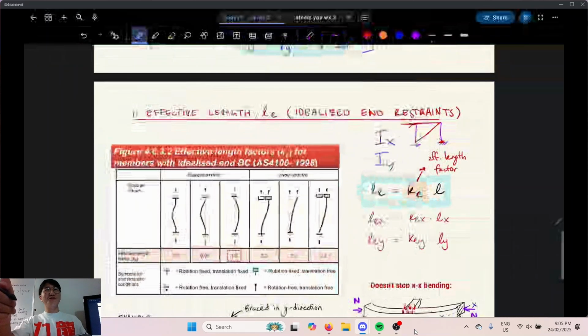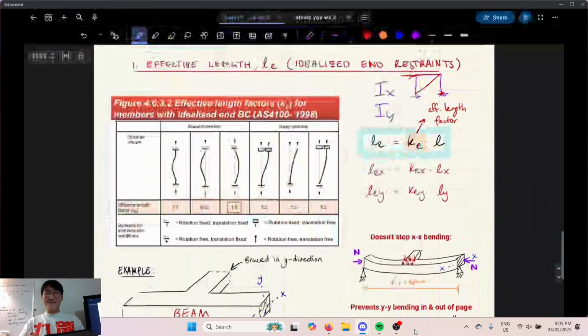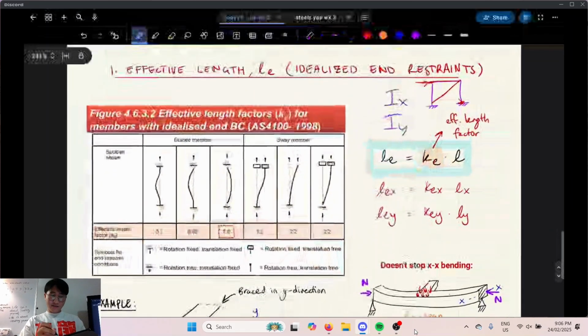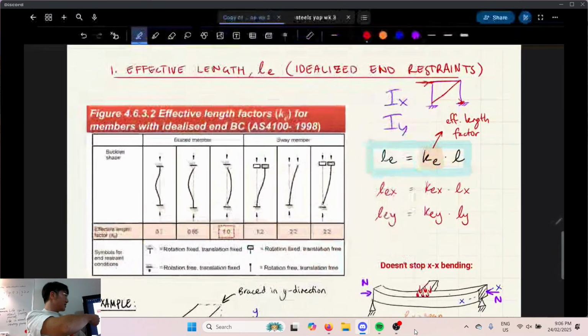You do it intuitively. What if there's a member in the middle, a brace in the middle, that changes your LE? Exactly. I'll talk about that in a second. But it's still intuitive. Yeah, you do it based on intuition, I would say. Okay, anyway, so that's what brace and sway means, right?